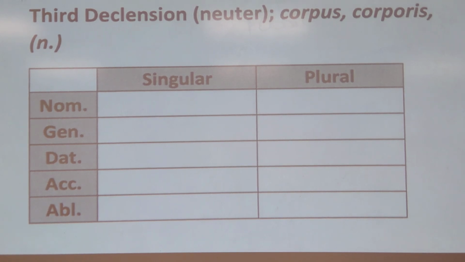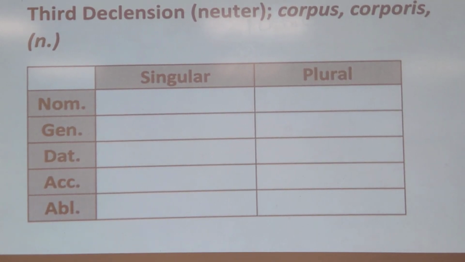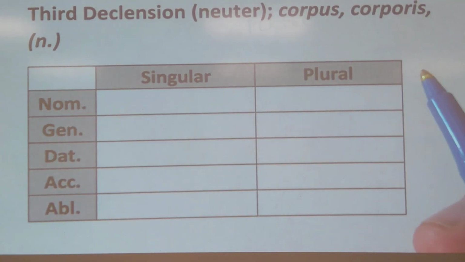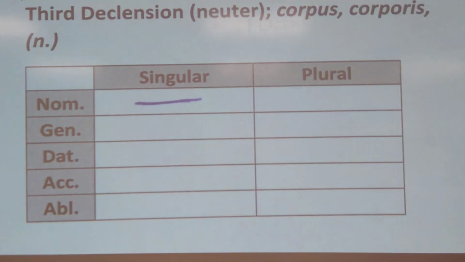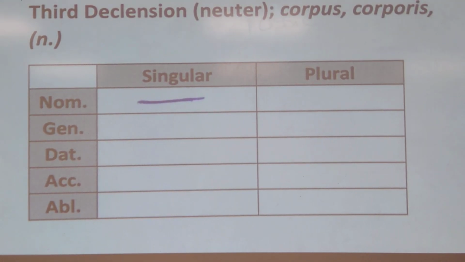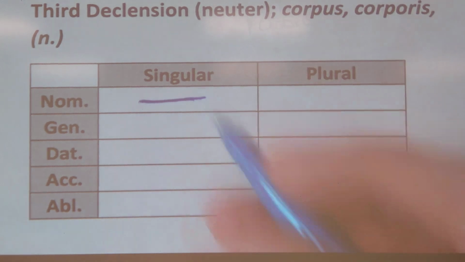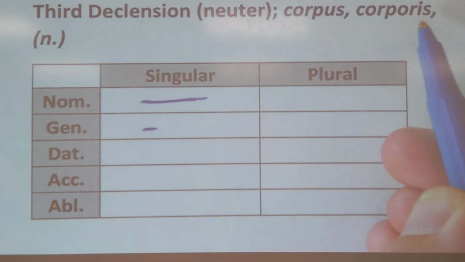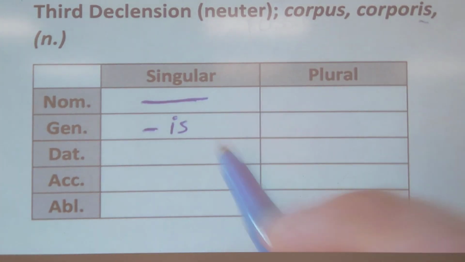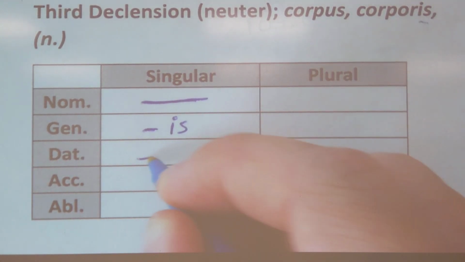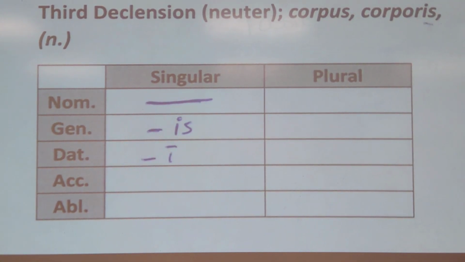All right? Just like before, they're almost the same, but there's a couple slight differences. Okay? So first off, the third declension, so nominative singular is going to be blank. You just can't predict what it's going to look like. Genitive singular, as you can see right here, still going to be is. Blank is. Dative is still e.